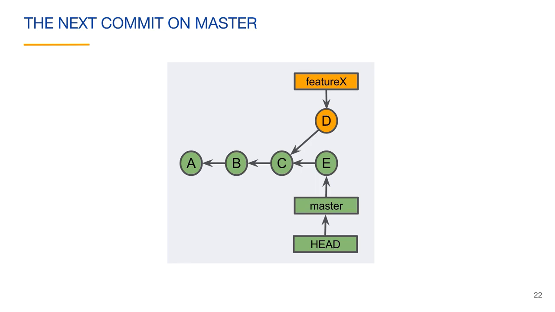Once we have checked out master, we can do some work in the working tree and create a commit. Now the feature X branch and master branch both have a commit that doesn't belong to the other branch. You can see that commit D uniquely belongs to the feature X branch, and commit E uniquely belongs to the master branch.